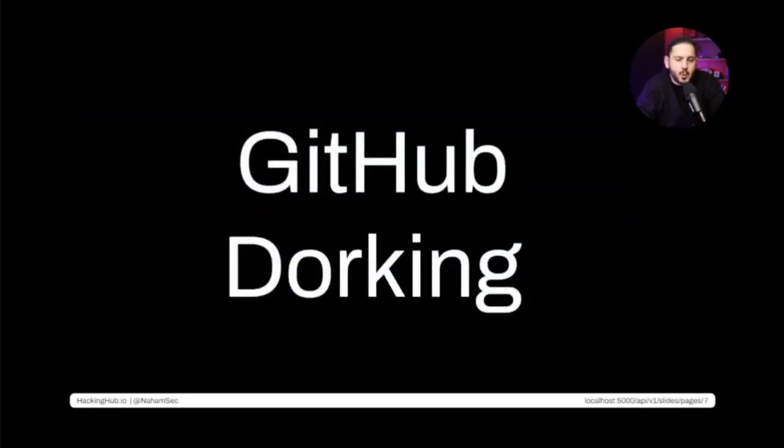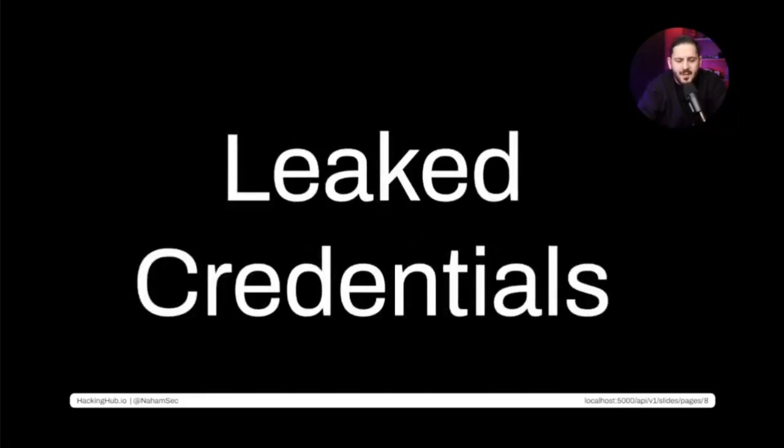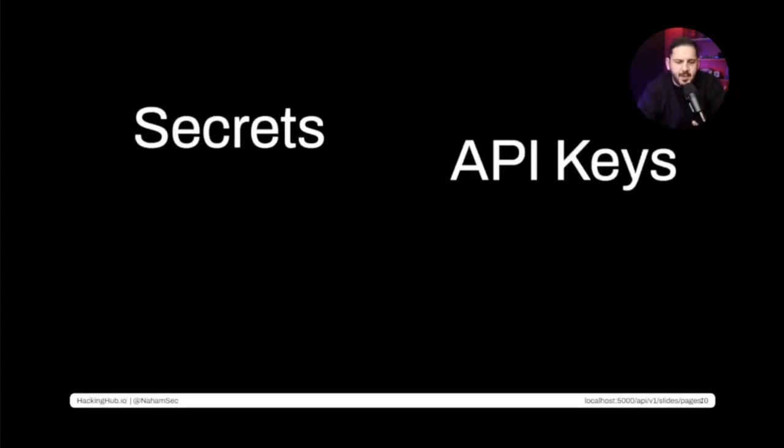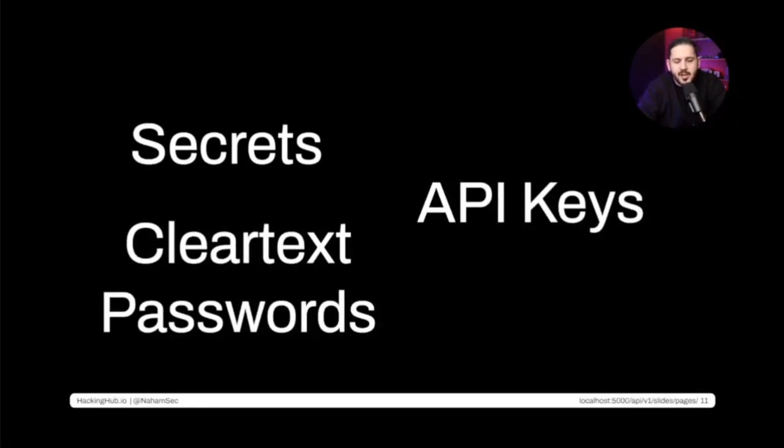You also have the GitHub dorking, and I feel like a lot of people look at GitHub dorking in one way that is just the most common way, and that is just to look for leaked credentials. They're just going in there and they're looking for things like your JWTs, and they're looking for FTP passwords and things like that, right? You have your secrets, you have your API keys, and you have your clear text passwords. That is what most people do.